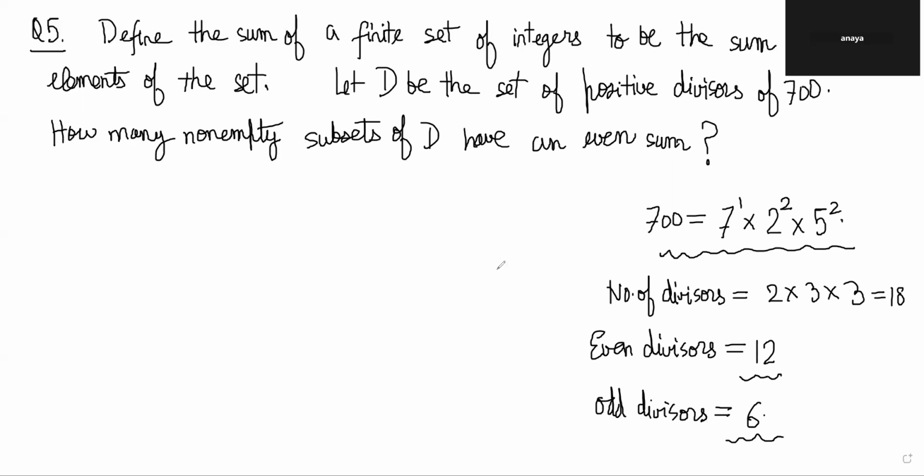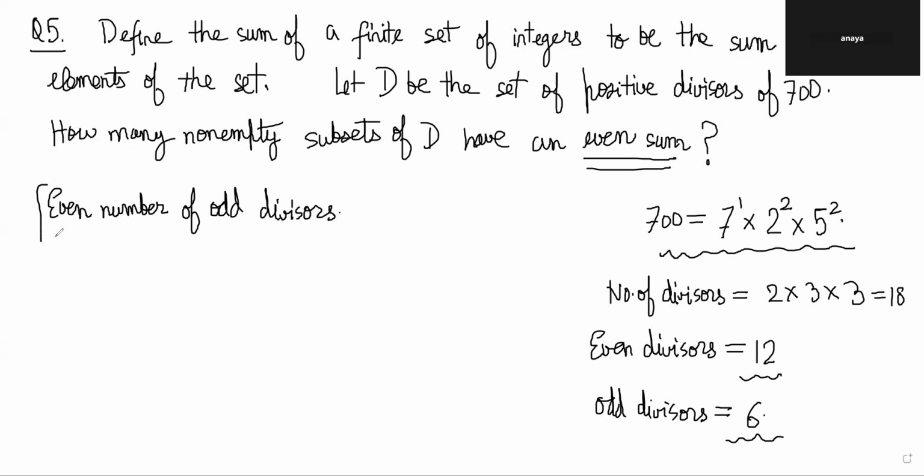How can you get the sum of the divisors to be even? When you have even plus even, and odd plus odd. You need to have an even number of odd divisors.